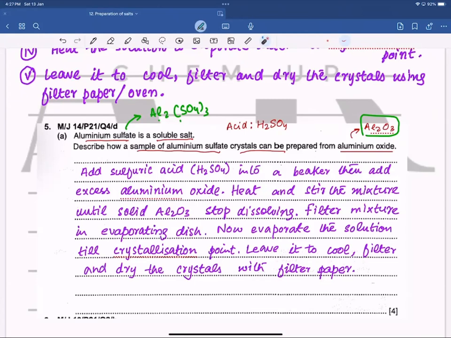Sir, yes, sir, when first we will filter the solution, the residue will be base like aluminum oxide, right? Yes, my question was completed. Yes, thank you. Okay.